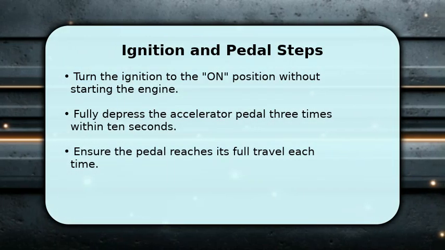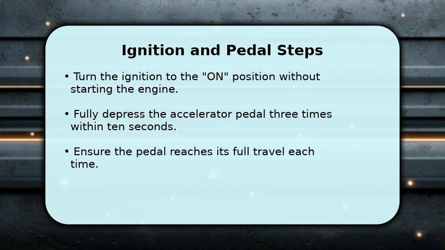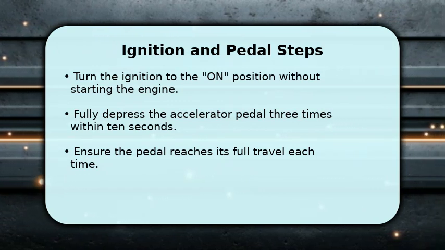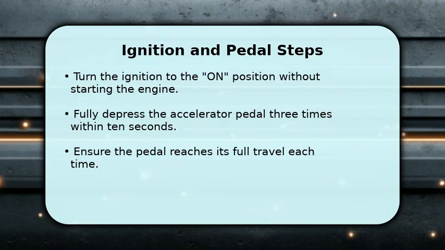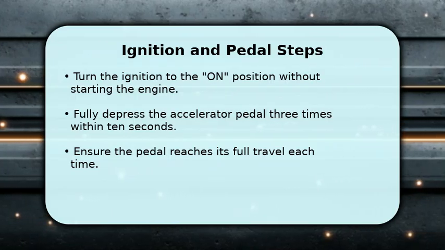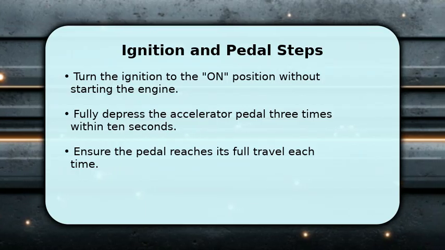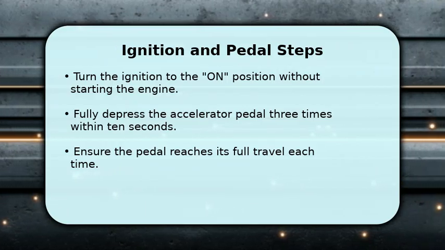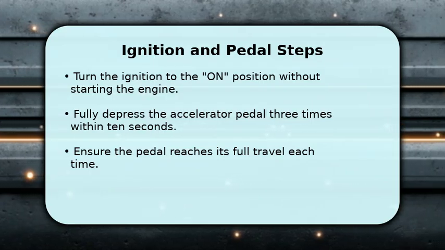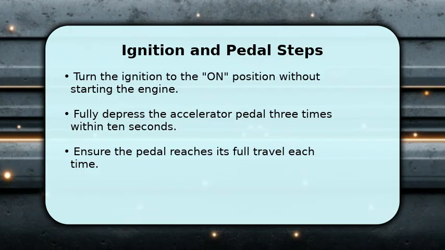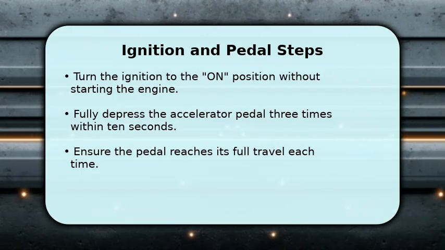First, get into your Dodge Dart and turn the ignition to the on position. Do not start the engine, just make sure the dashboard lights come on. Next, you'll need to fully depress the accelerator pedal 3 times. It's important to do this within 10 seconds, making sure the pedal goes all the way down and then fully releases each time. This action signals the car's computer.